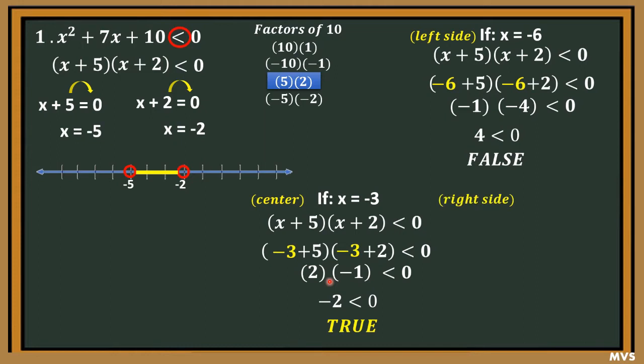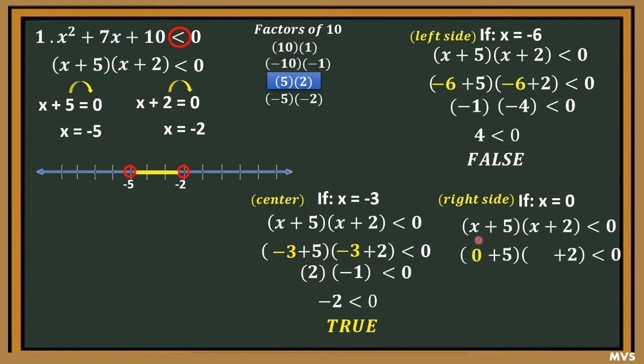Let's go to the right side or right region. I'll choose 0. Factor form and substitute the value for x. We will have 0. Just copy plus 5. x is 0. Copy plus 2. Copy less than 0. Then 0 plus 5 is 5.